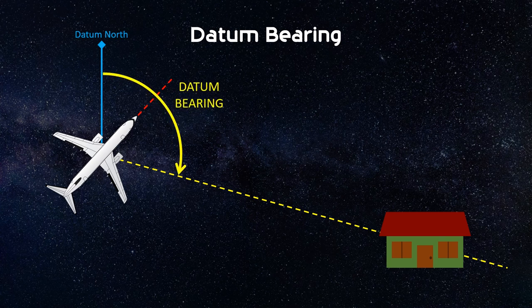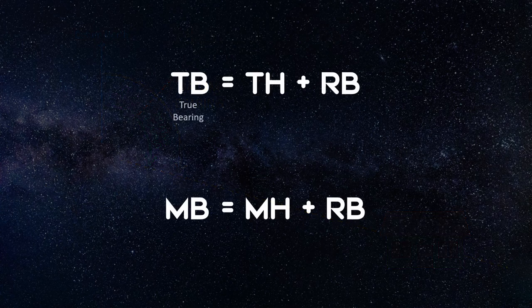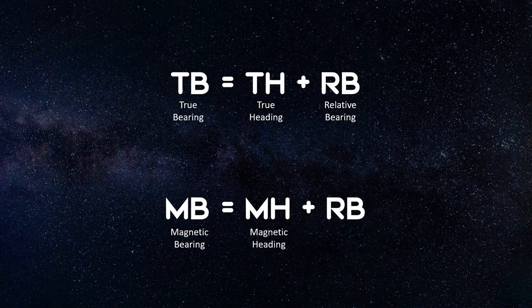The datum bearing consists of two components, which are datum heading and relative bearing. In general navigation subject, only two types of direction datum used. They are true and magnetic. True bearing is equal to true heading plus relative bearing. Magnetic bearing is equal to magnetic heading plus relative bearing.